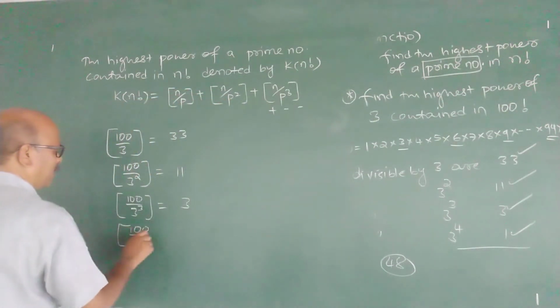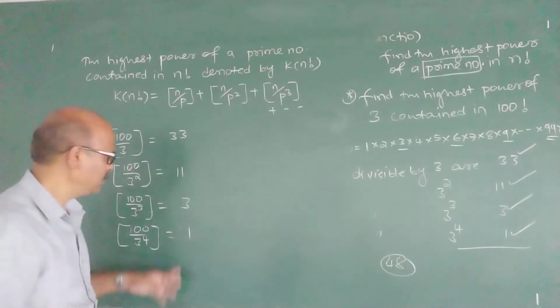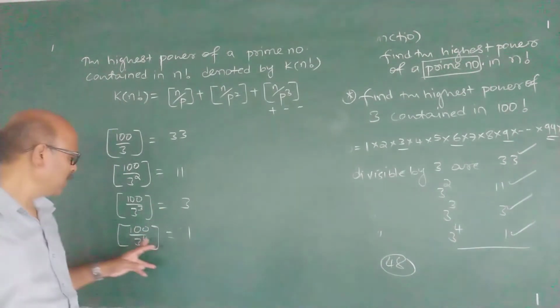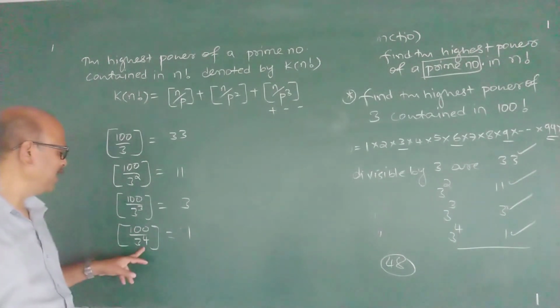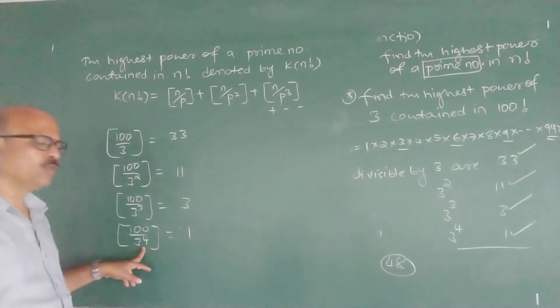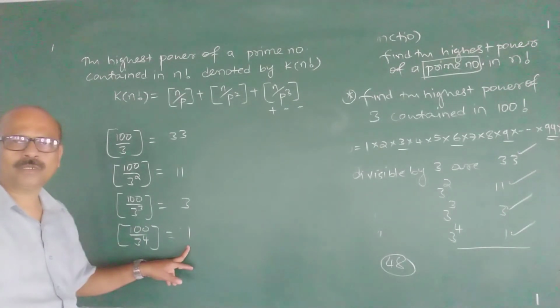When 100 is divided by 3 raised to 4, what is the quotient? 1. It ends here, this process, because 100 by 3 raised to 5 is 0. 3 raised to 5 means 81 into 3, which is 243. 100 by 243 means 0 quotient.